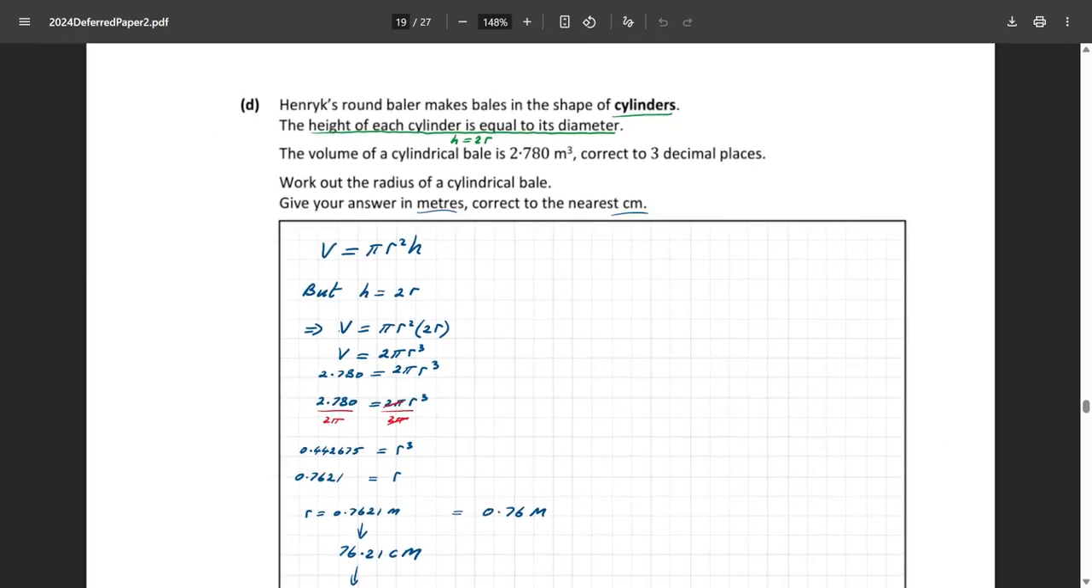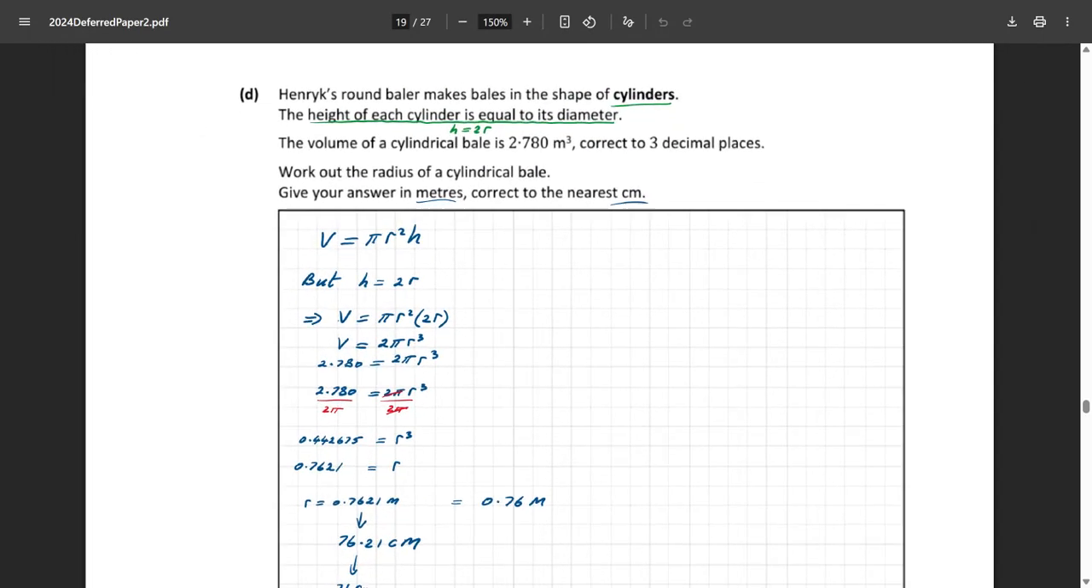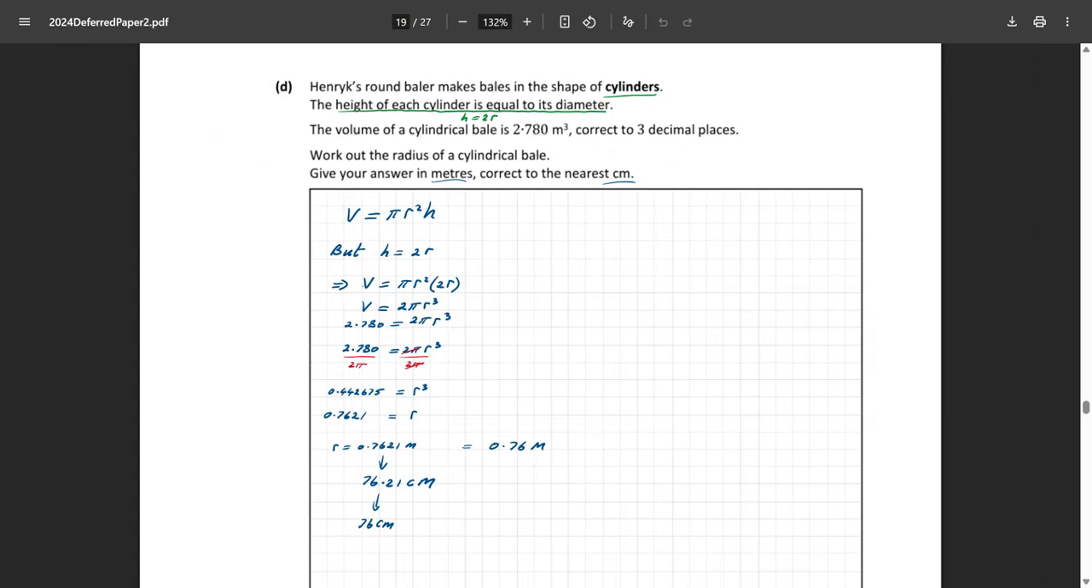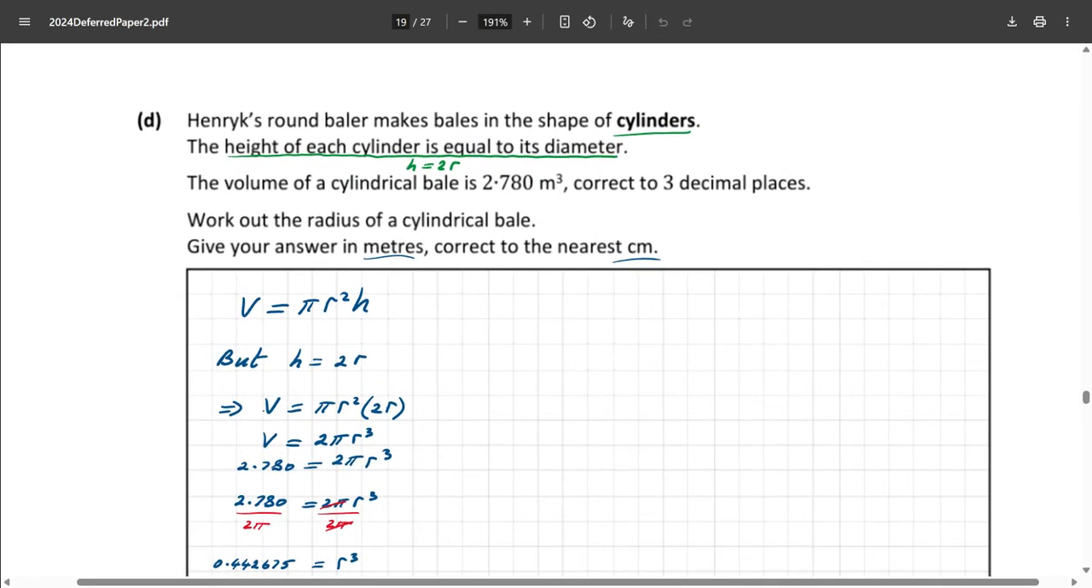Another trigger word, watch out for them in exams at all times. Heinrich's round baler makes bales in the shape of cylinders. There's a bold. The examiner is putting that in bold for a reason. He wants you to take notice. The word cylinder is a trigger word, and it should trigger you to look up the formula in the tables. And you look it up and you get volume for a cylinder is pi r squared h.